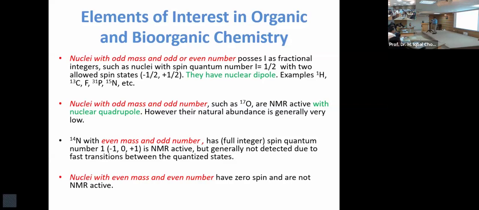If you have 3 states, 4 states, the population is divided into 4, 5, 6, 7. And when the population is divided into 4, 5, 6, 7, the energy difference between them is just even smaller. And detecting the difference is even more difficult. That is the reason why all nuclei with odd mass and even number, odd number and odd mass, so-called quadrupolar nuclei, are difficult to measure, right?